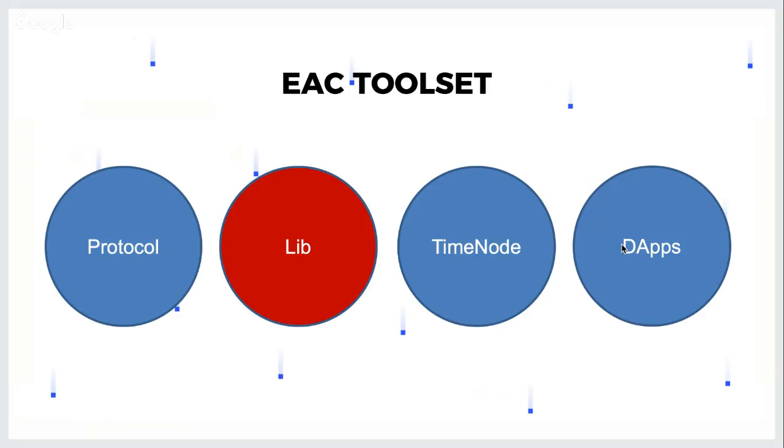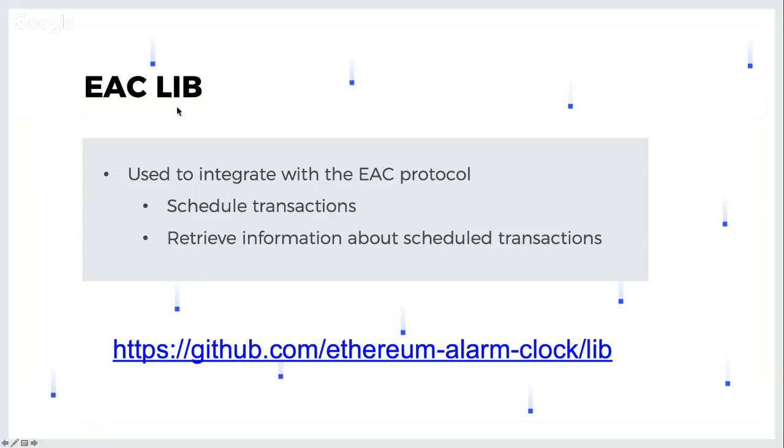So what we have built around the Ethereum alarm clock is, on the left-hand side, the protocol itself. Then we have a JavaScript library that interacts with the protocol. We have the time nodes, which are nodes that are run on the network, and they execute these transactions that other people schedule. And then we have the dApps, which are basically any applications that are built on top of the Ethereum alarm clock and utilize the library to communicate with the protocol. So today we'll be focusing mostly on the library part.